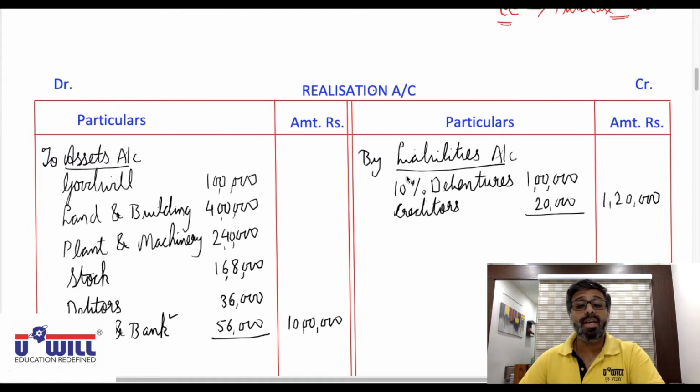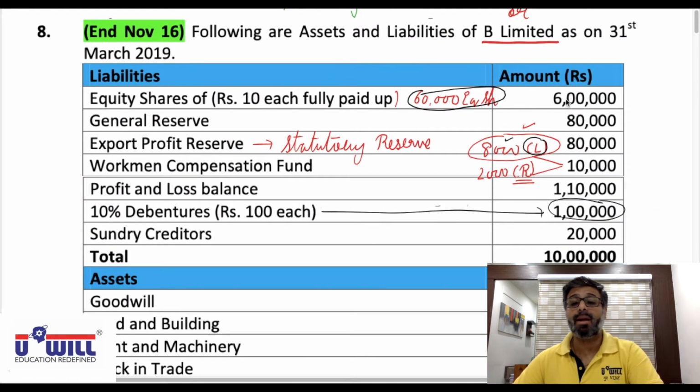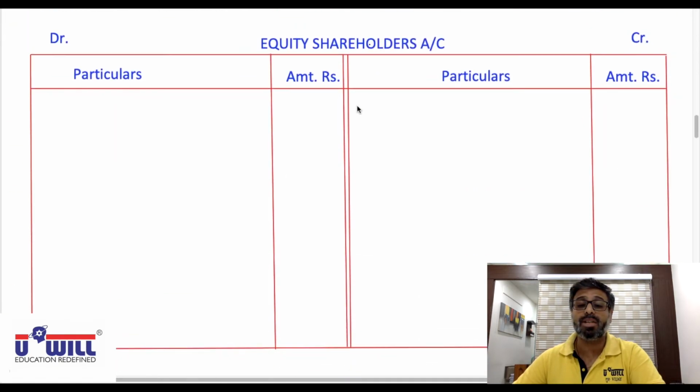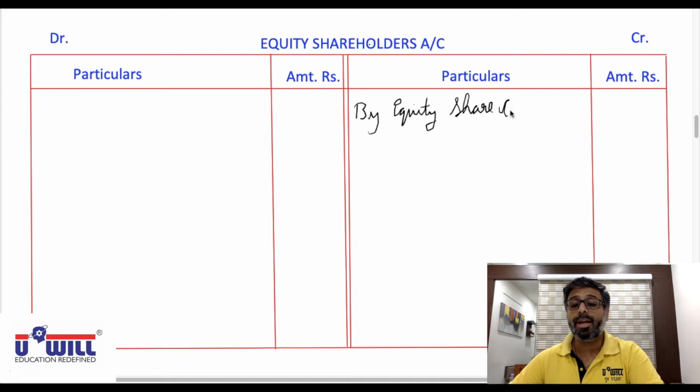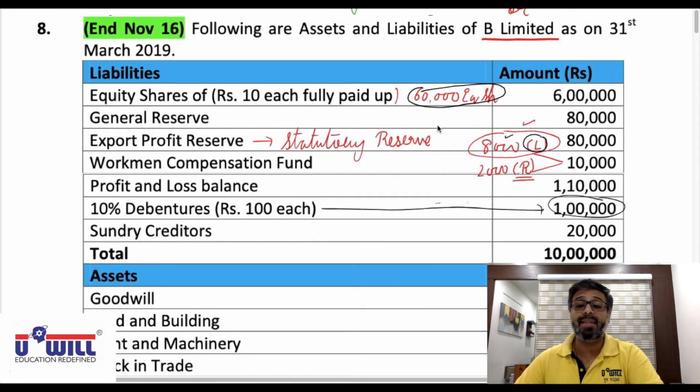Third, equity share capital to equity shareholders. So equity share capital account debit 6 lakhs to equity shareholders, means equity shareholders on the credit side by equity share capital account 6 lakhs. Then preference share capital we don't have, so that entry will not come.